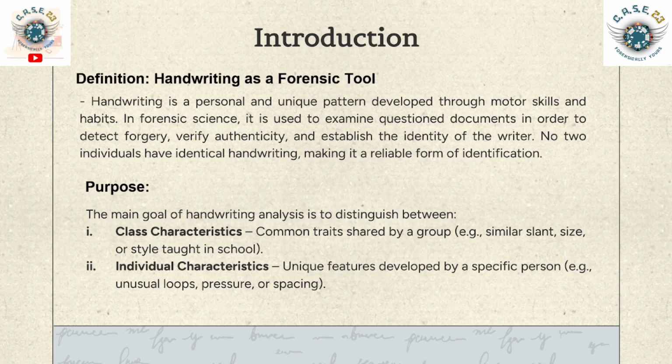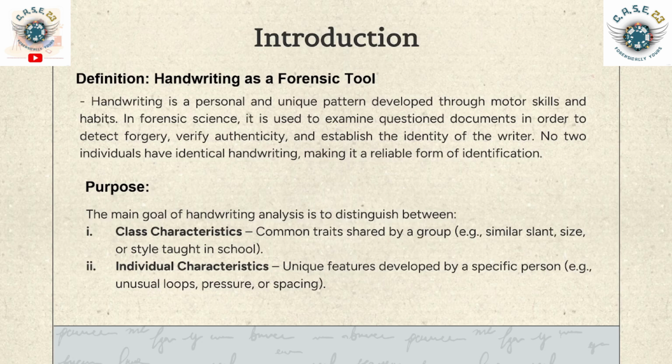Now, when a forensic document examiner, that is a forensic expert, studies a piece of handwriting, they usually look for two things. The first is class characteristics and the other is individual characteristics. Now, both are important and relevant in forensic science. So, let me give you a brief on class characteristics. Class characteristics are like the common traits that a group of people might share. For example, people taught in the same school might write in a similar style, like the same slant of letters, size of the letters, or stroke patterns, etc. There can be different factors.